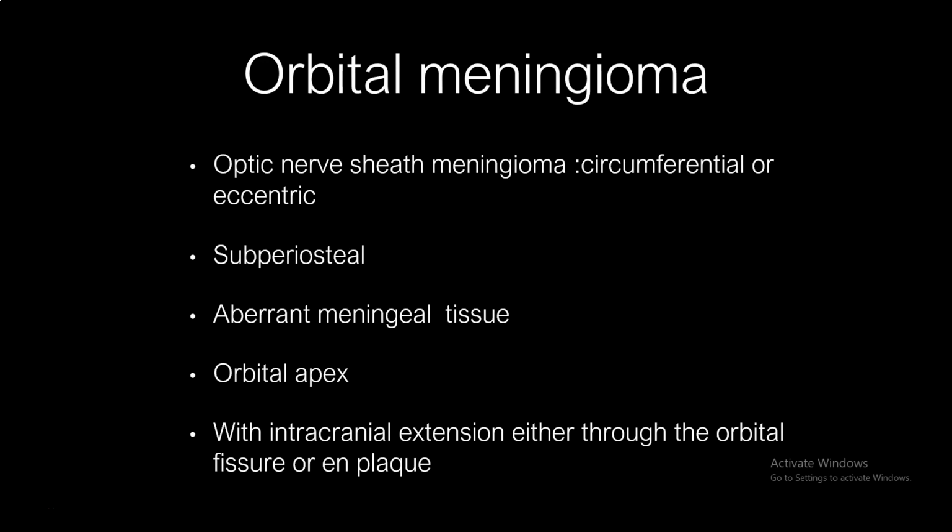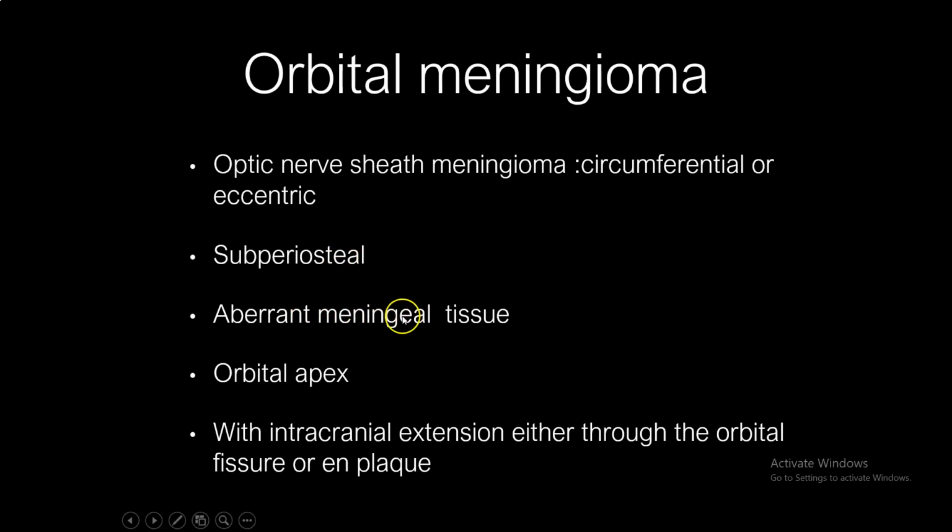Orbital meningioma is of great concern to us because these cases are mostly referred to neurosurgeons, and they are subclassified into optic nerve sheath meningioma, arising from the dura around the optic nerve, either circumferential, totally surrounding the nerve, or eccentric, arising from one side of the nerve. So this is one entity of meningioma of the orbit. Subperiosteal meningioma extends from the cranium, but it is not reaching the orbit itself. It is just in the subperiorbital plane. You don't open the periorbita. The third type is from aberrant meningeal tissue.